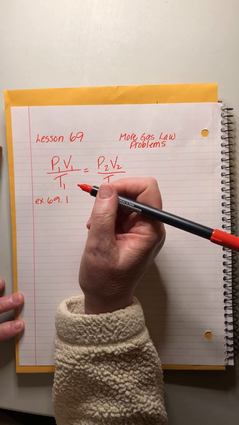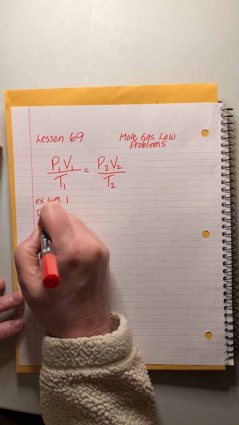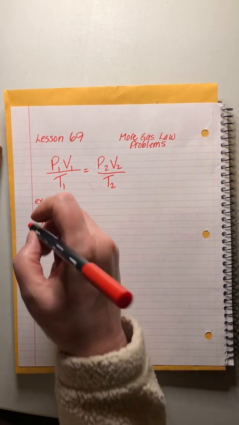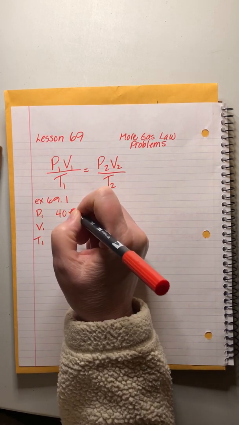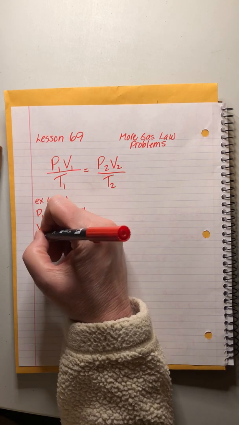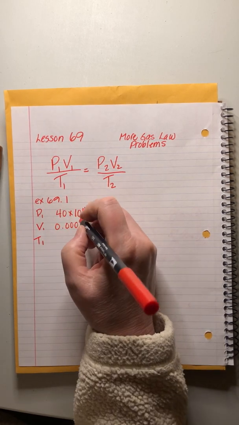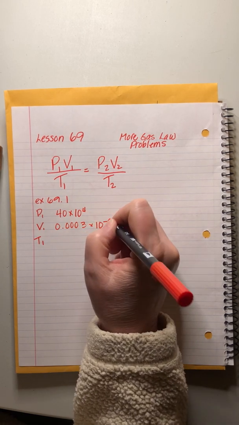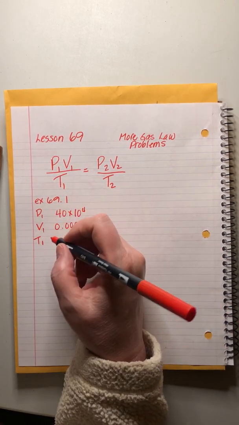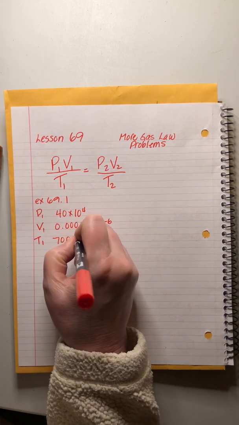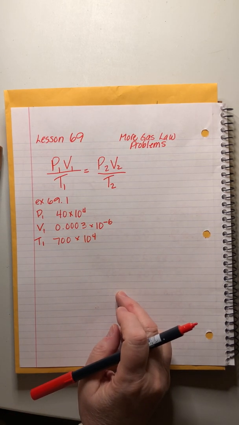A quantity of ideal gas had initial pressure, volume, and temperature of values of 40 times 10 to the 4th atmospheres. I'm just putting them in the order John said: pressure, volume, temperature. 0.0003 times 10 to the minus 6 centimeters cubed. Okay, I guess that's a volume measure. And the temperature is 700 times 10 to the 4th. Do you see what John's doing to us here? He's creating drama.